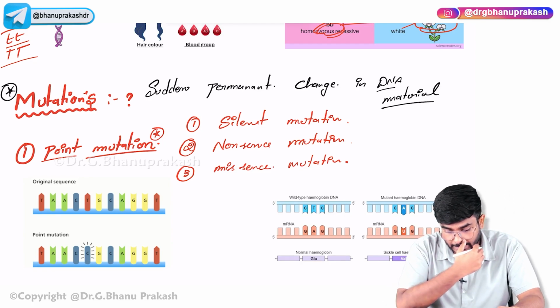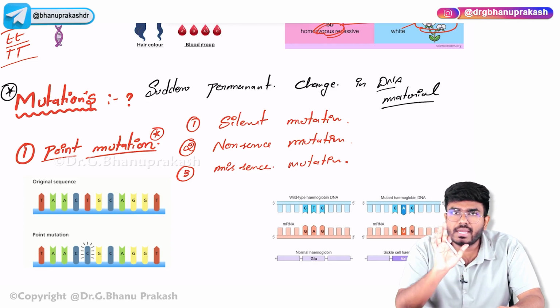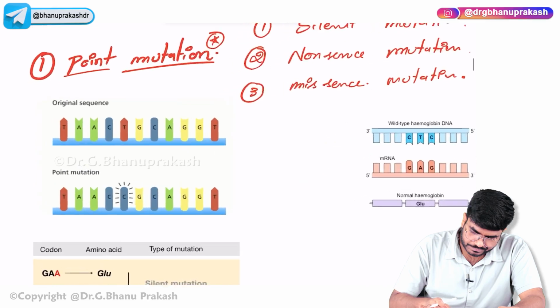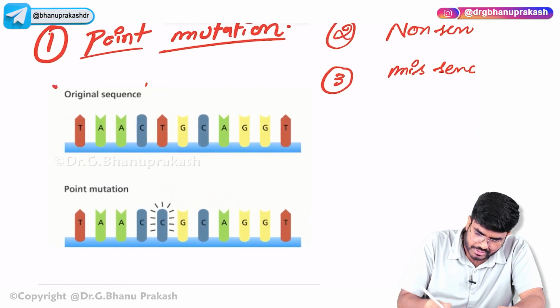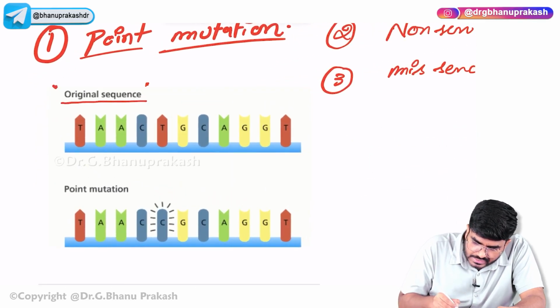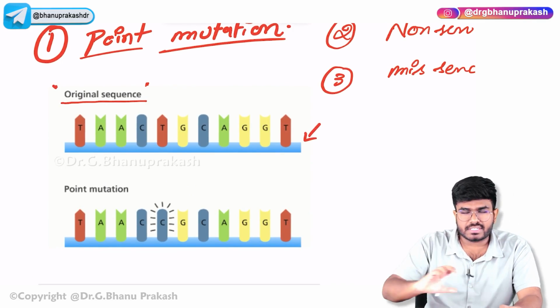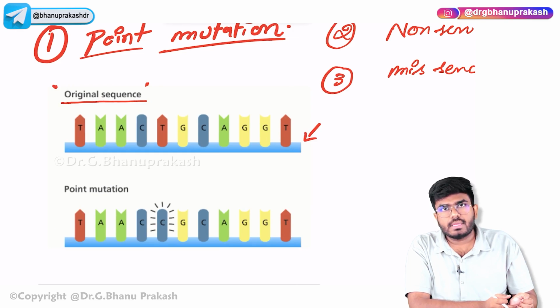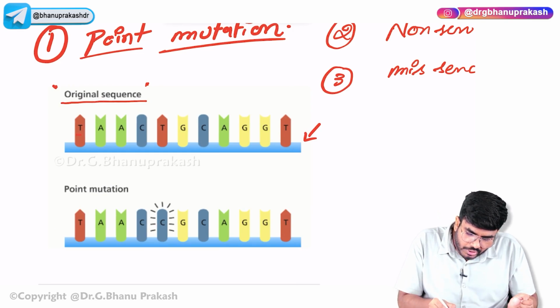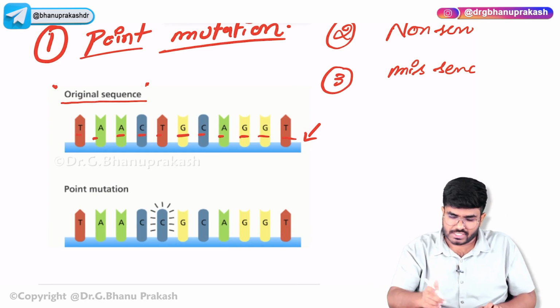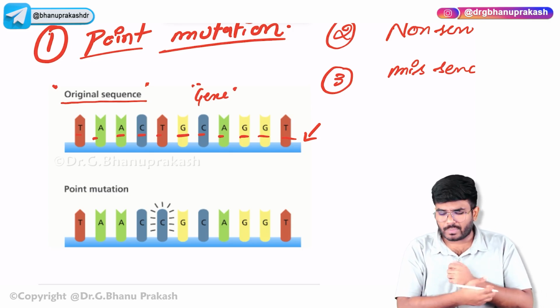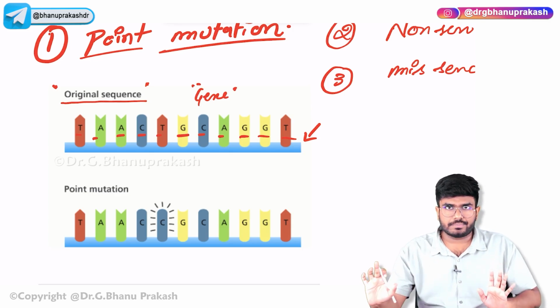So what exactly is a silent mutation? For example, here I am showing you point mutation. This is the normal original sequence in the DNA. See, this is a DNA strand, one strand of the DNA. Now, in this DNA strand, all these are the nucleotides, right? They are different nucleotides. Imagine this is a gene, a sequence of nucleotides. This is a gene, for eye color, or for some enzyme or protein or something.